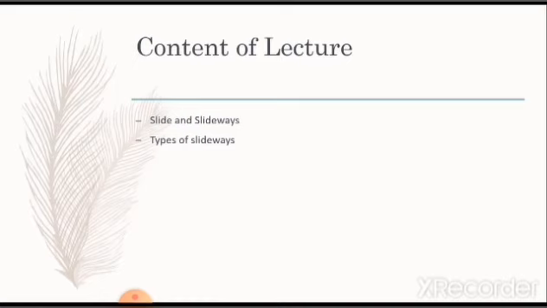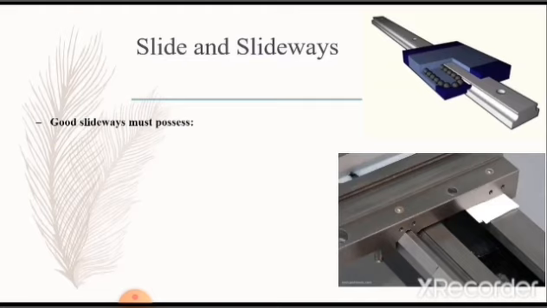So the movement of your job or your tool should be very smooth, correct? That is the first thing. Second, whichever input is given, if it is asked to move 5 mm, then it should move only 5 mm, correct? So it is purely dependent on your slide and slideways. There are different types of slideways that we use in the machine. So I would just say what the major things are that a good slideway must possess.